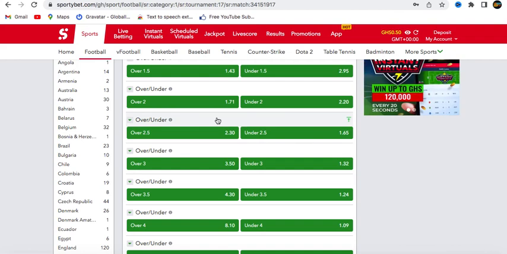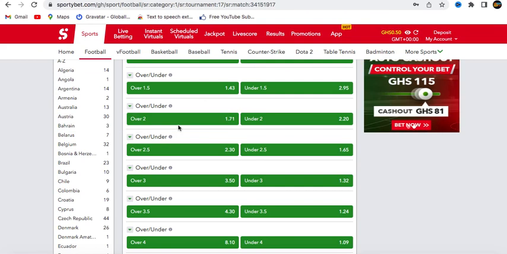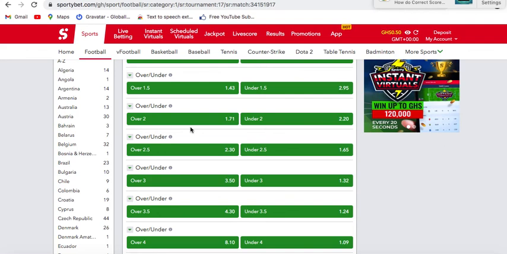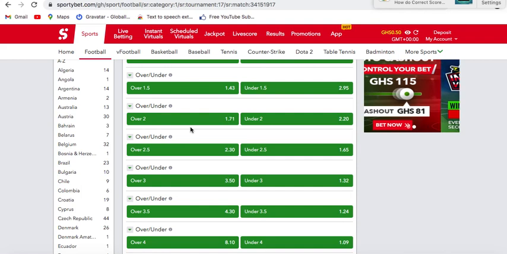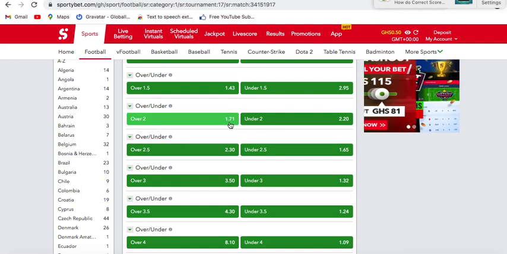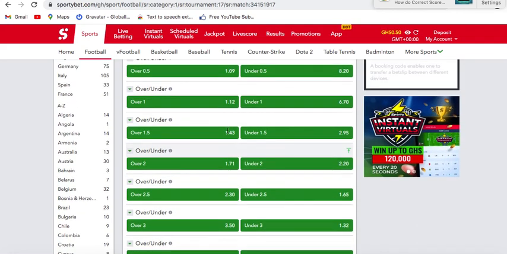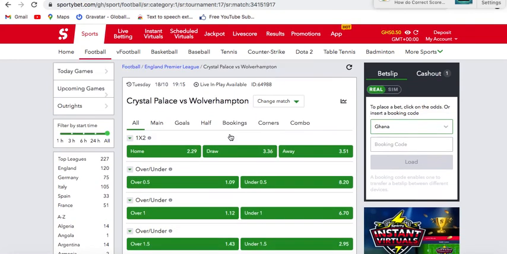But for us to be fair on this strategy, exactly 2 goals is what is happening for this game. That is what Sportybet has predicted for today, for this match: exactly 2 goals. If you can see, the total odds is lesser than 2 odds. So it's highly likely for 2 goals to happen at the end of this game.